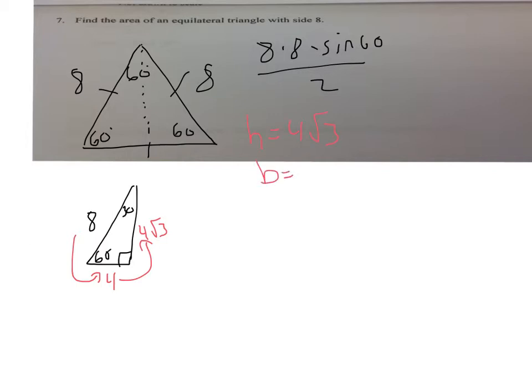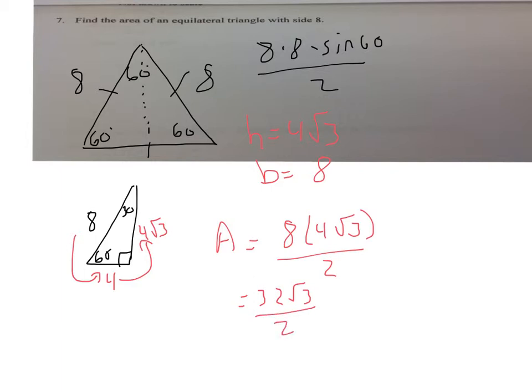A base would be a full 8, and so we're going to plug in base times height divided by 2, so 8 times 4 radical 3 divided by 2. So we get 8 times 4 is 32 radical 3, and then just cut that in half, so 16 radical 3 would be your final answer. Units, it doesn't say anything, so unit square, something like that.